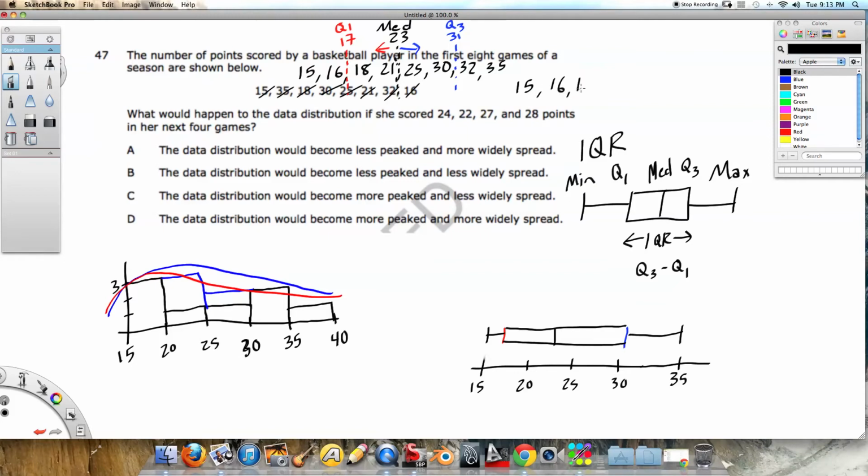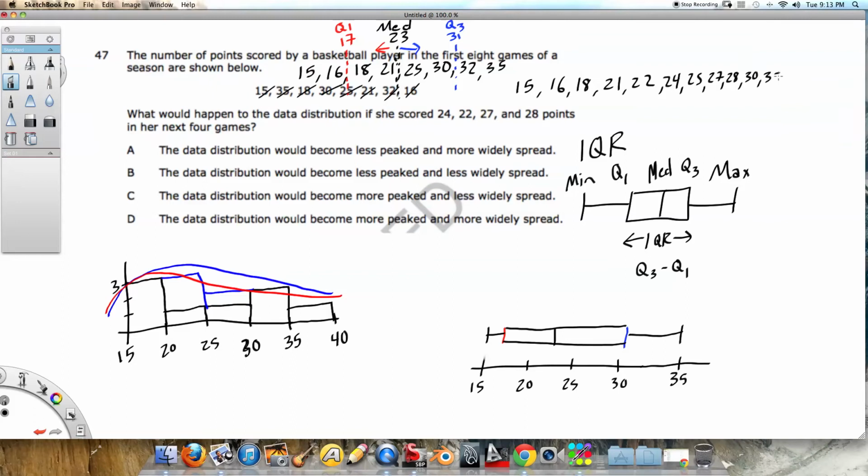15, 16, 18, 21, then we had 22 points. We also had 24, 25, 27, and 28 are included. And then we end up with 30, let me move this out of the way, 32, and 35. Now we've added 4 more to the original 8, so that's a total of 12. Half of 12 is 6, so I'm looking for 6 on each side. Okay, again, since it's an even number, the median falls between 2 numbers. So it's going to be actually between 24 and 25, and halfway between those is 24.5.